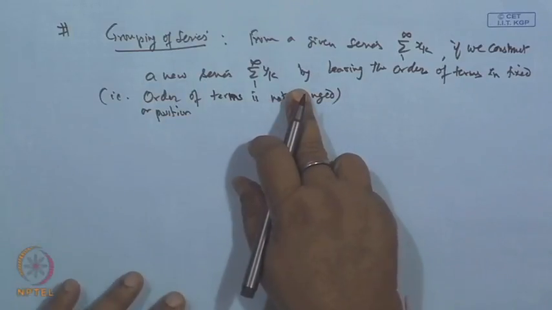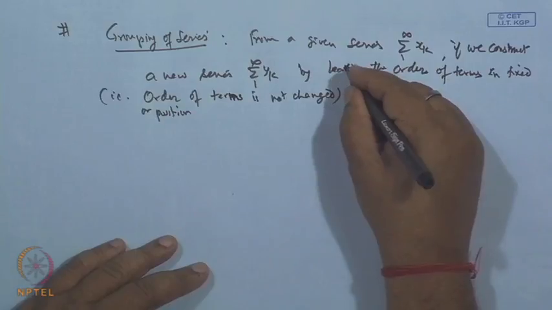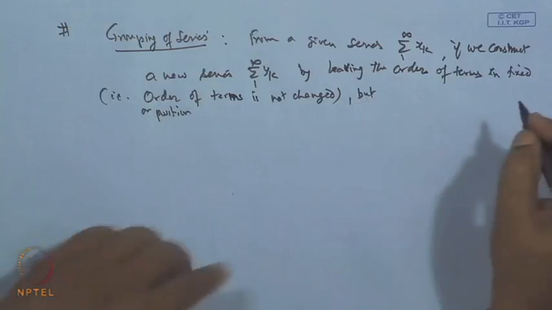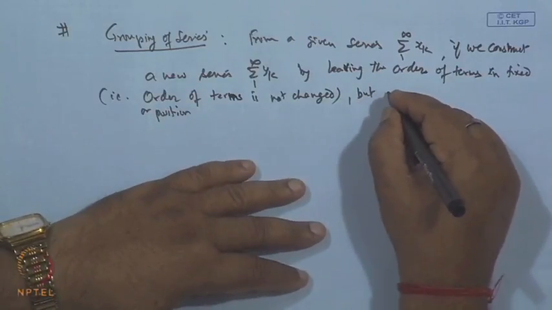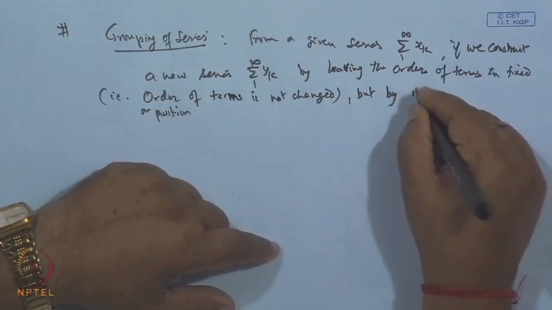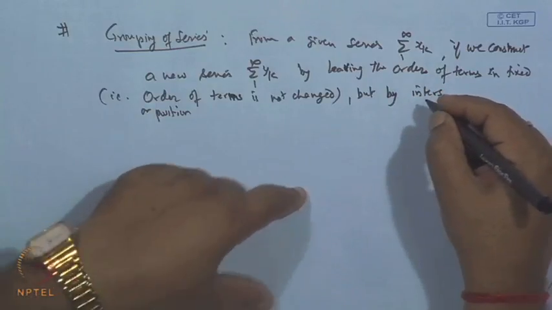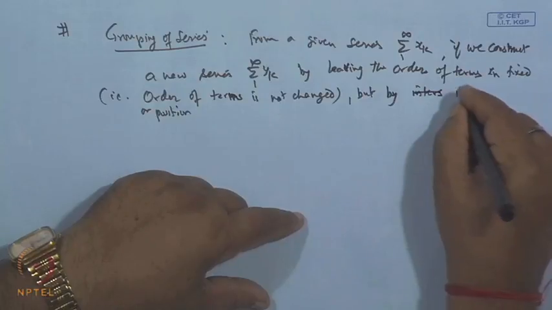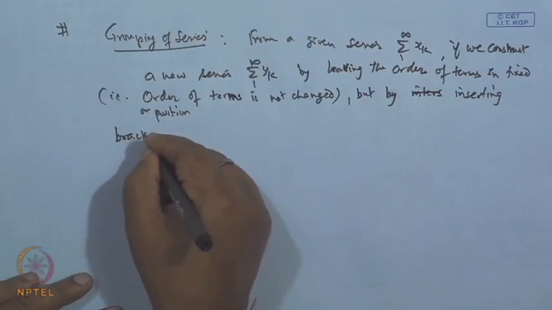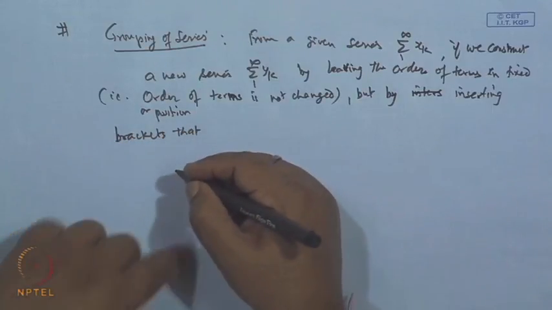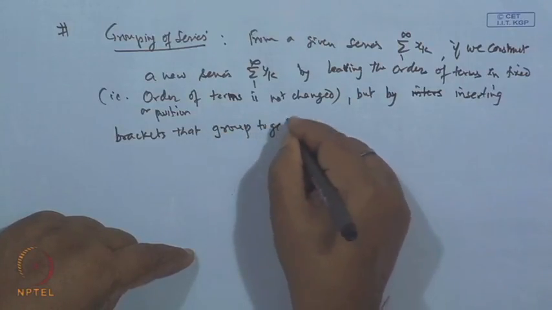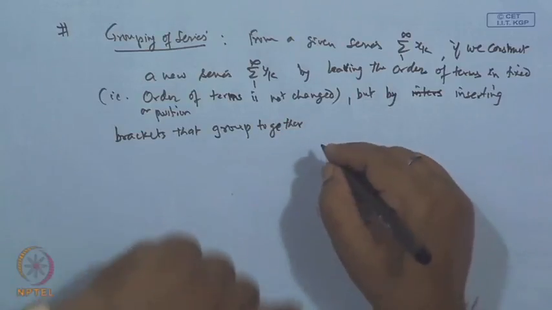So, a new series is obtained by leaving the order of the terms x n fixed, but by inserting brackets that group together a finite number of terms.